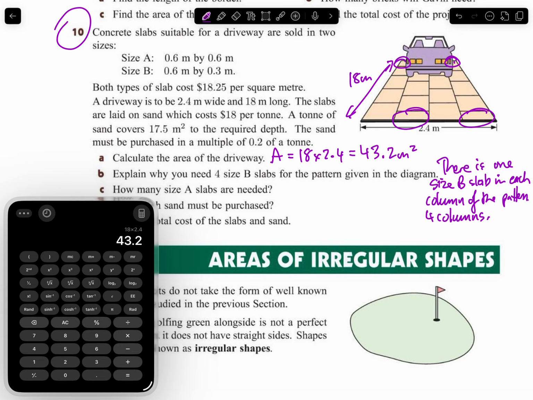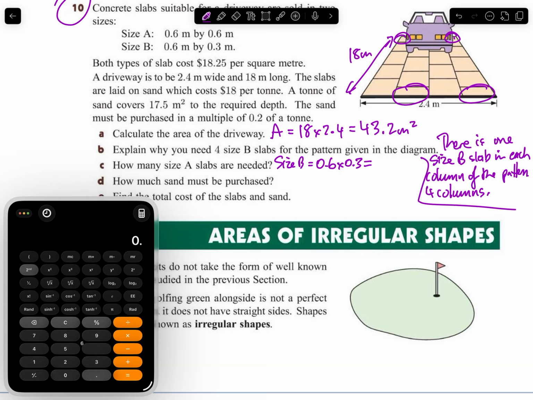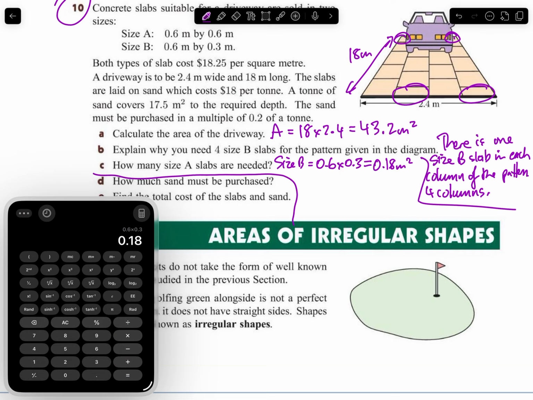How many size A slabs are needed? Well, we know that you need 4 size B. Size B equals 0.6 times 0.3 equals 0.18 square meters. There's 4 of them, so 4 times 0.18 equals 0.72 square meters. So that's what you used by size B slabs.